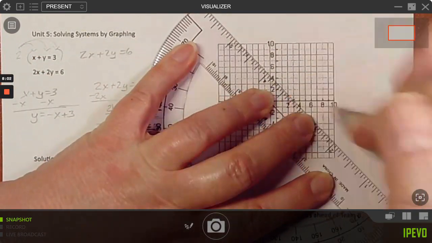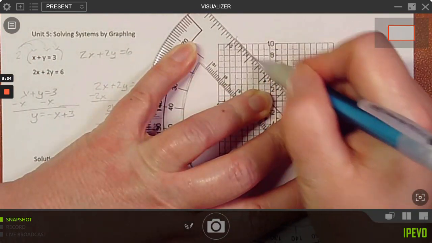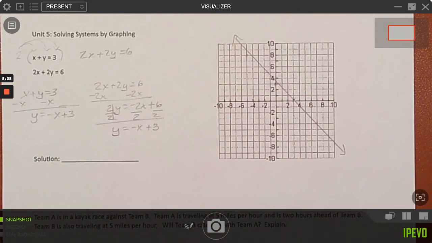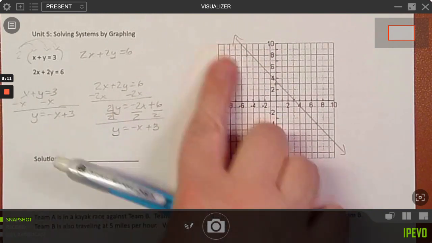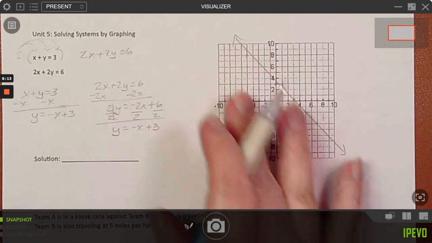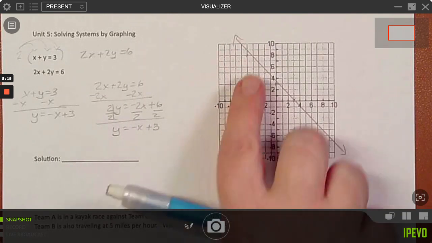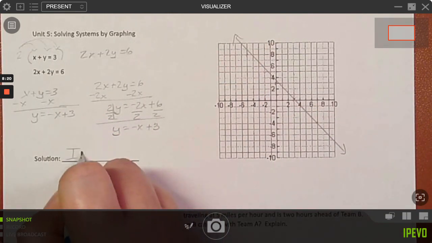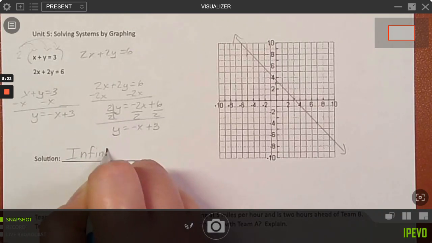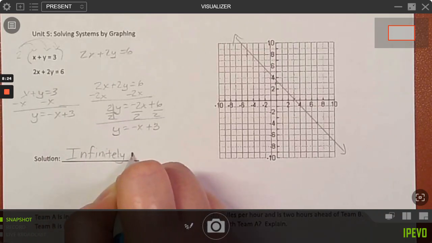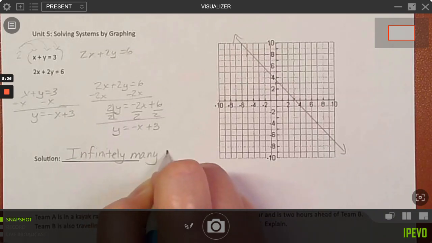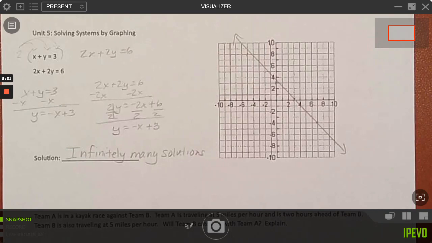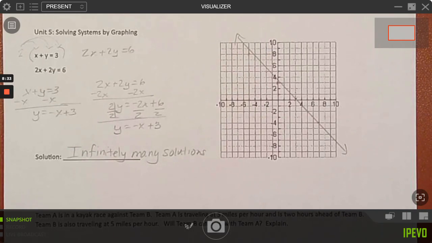It's just hard for me to see that. Okay, hopefully I'm getting those points pretty close. And so it's actually just one line. If I graph the other line, it's going to just directly overlap the line that I just graphed. I was slightly off there. I missed the point just a little bit, but there are infinitely many solutions. That's because the lines are exactly the same and they will intersect everywhere.